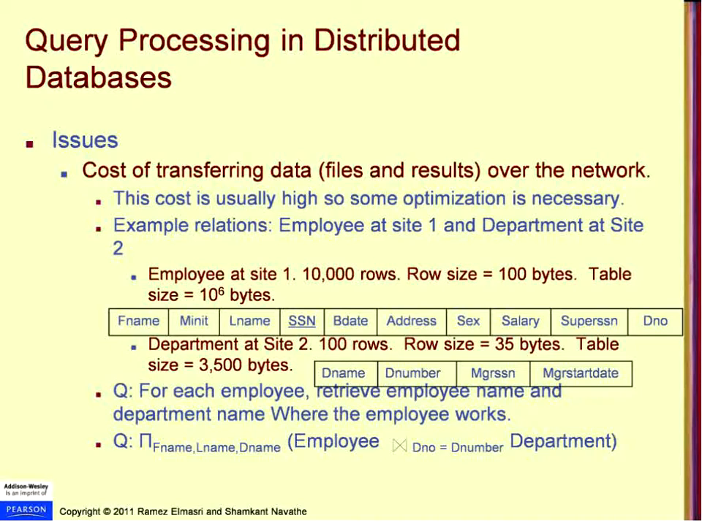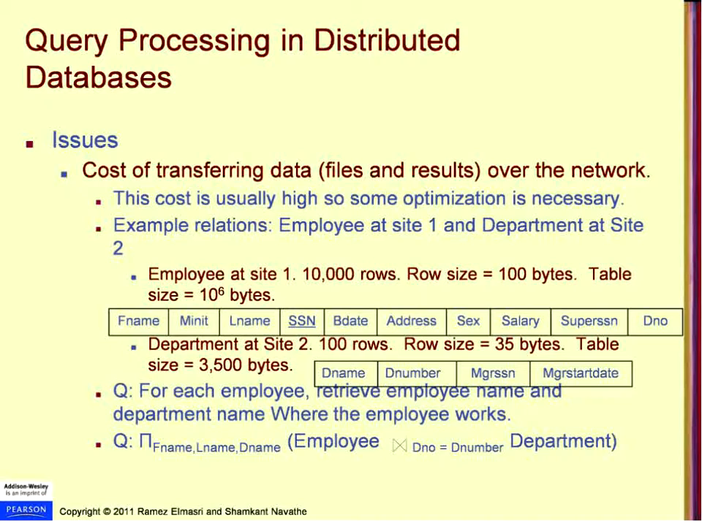Now what attributes does it have? It has the first name of the employee, minit, last name, SSN (Social Security number), birth date, address, sex, salary, super SSN, and department number. There are multiple attributes, and all of these sum up to 100 bytes. The first name and the last name are each 15 bytes. So this employee relation has 10,000 records of 100 bytes each, which comes to 10 raised to the power 6 bytes.